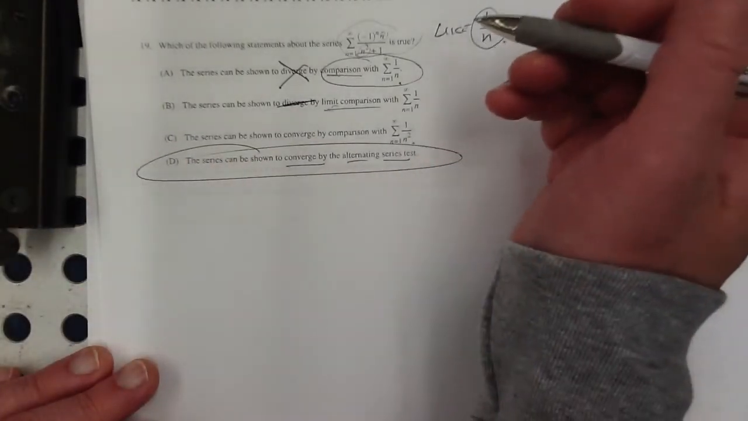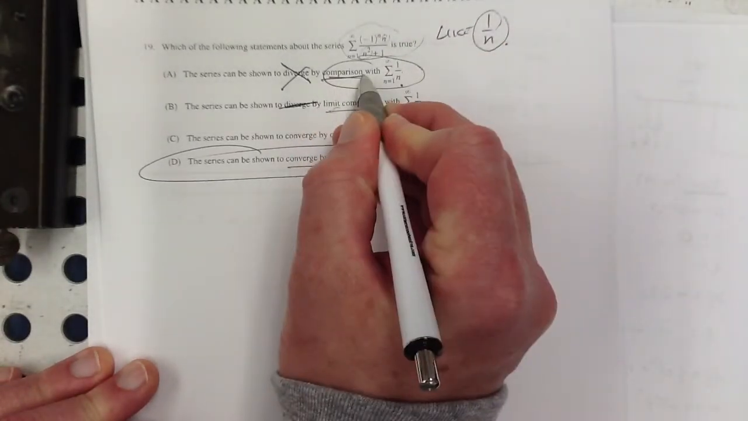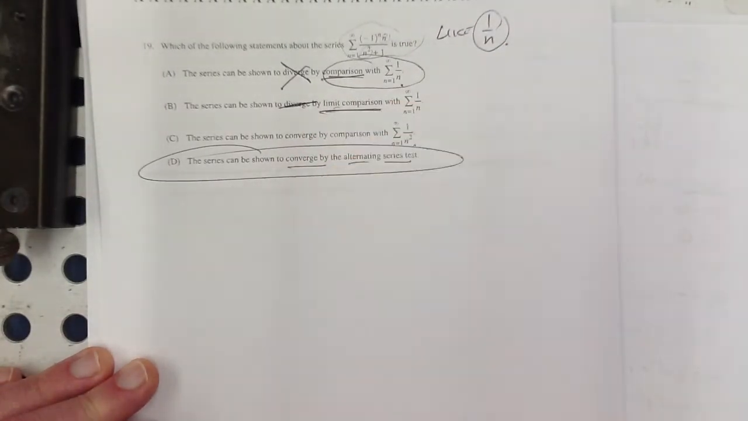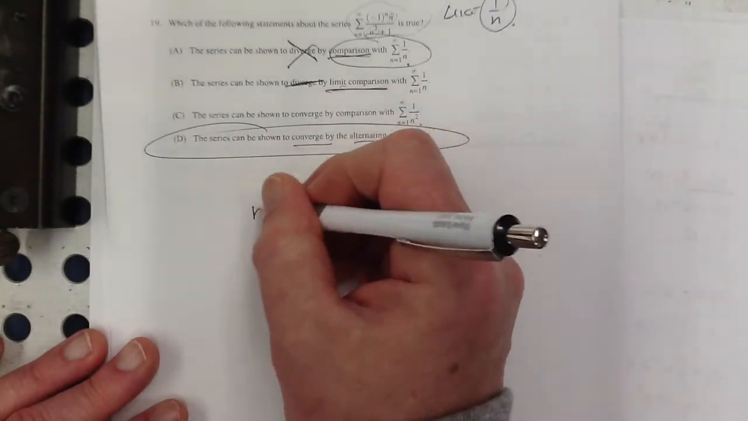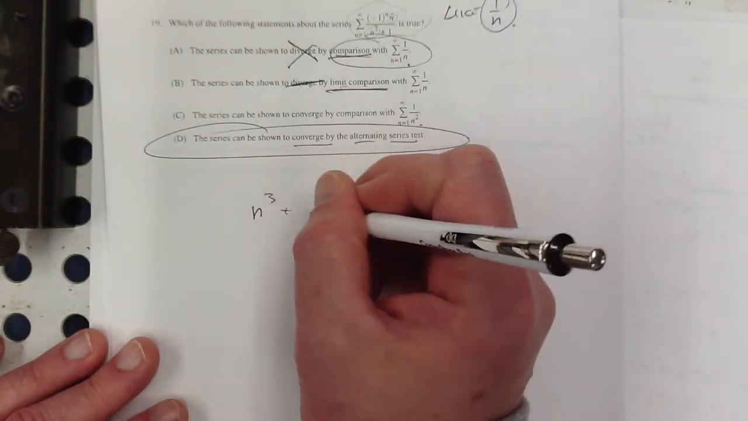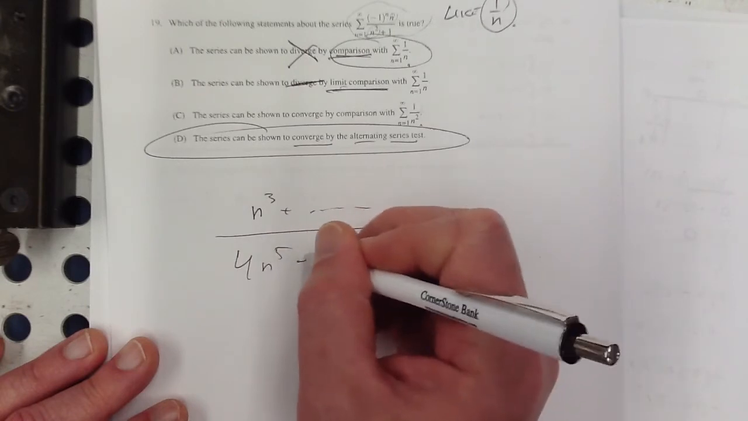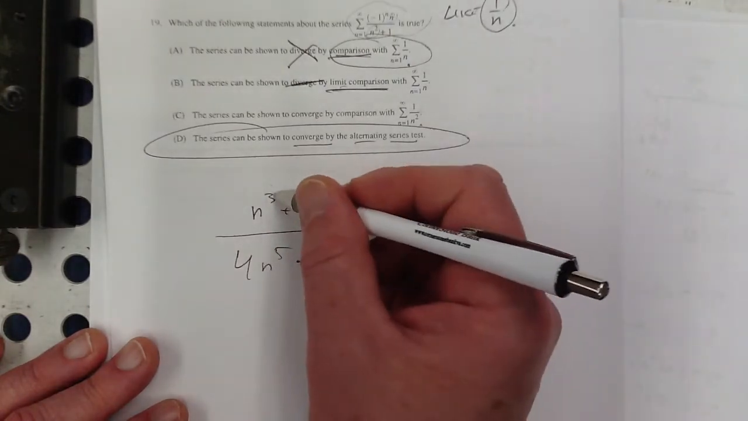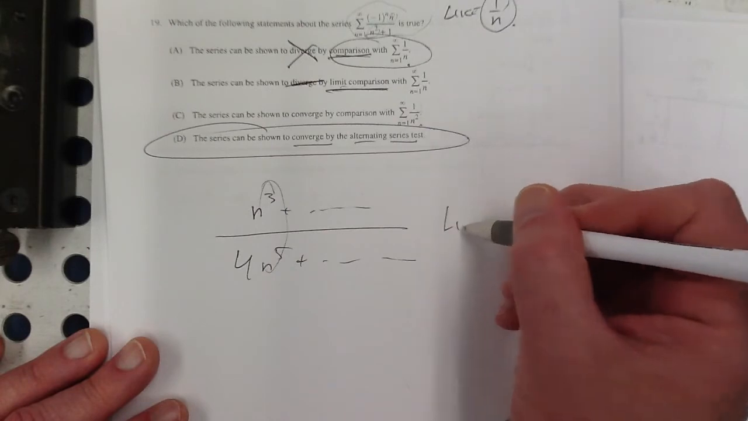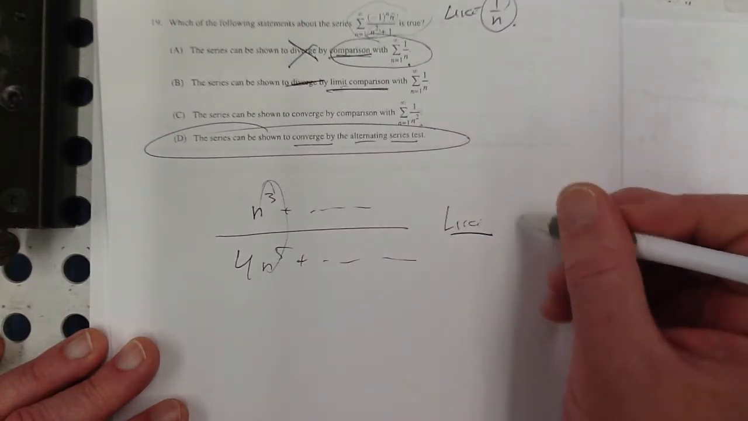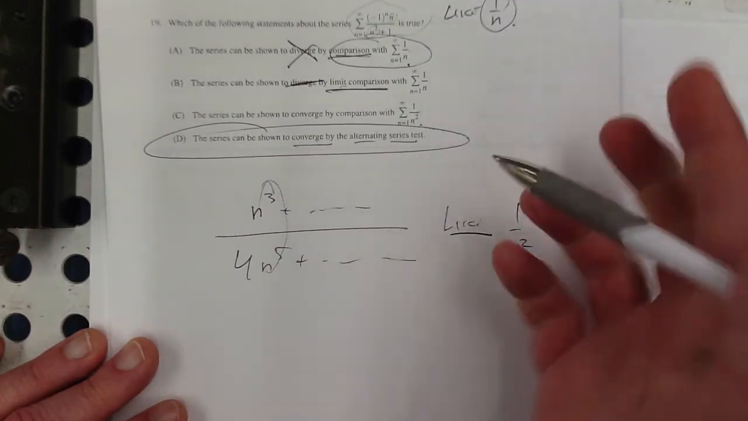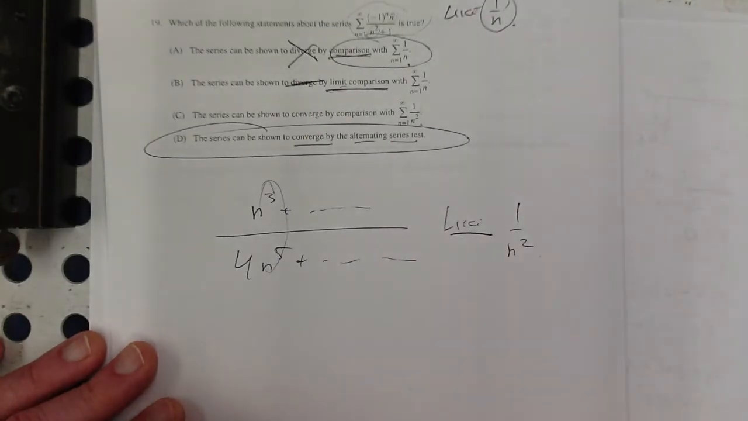And what's the difference between comparison and limit comparison? Limit comparison is where you take something like n cubed plus blah blah blah, over 4n to the 5th plus blah blah blah, and you just look at the highest powers and say, oh, this is like 1 over n squared, which converges because it's a p-series with p greater than 1.